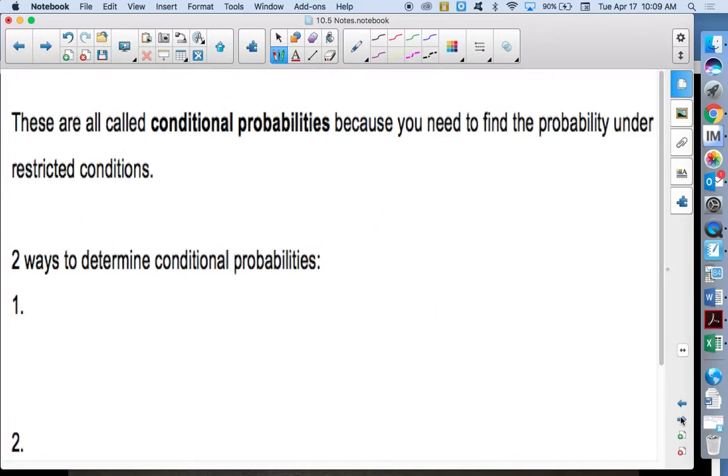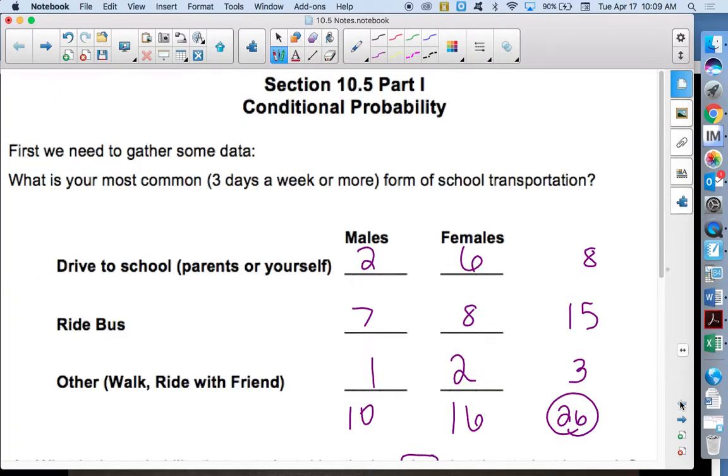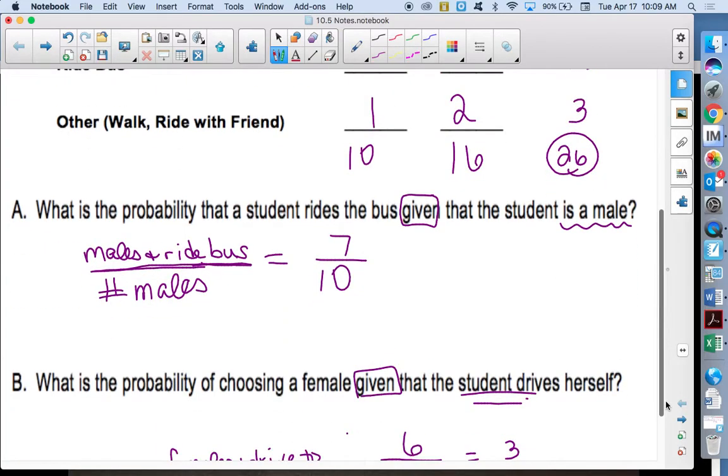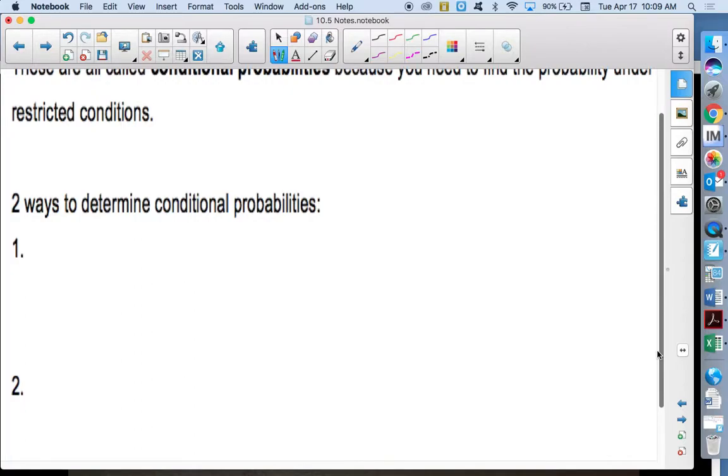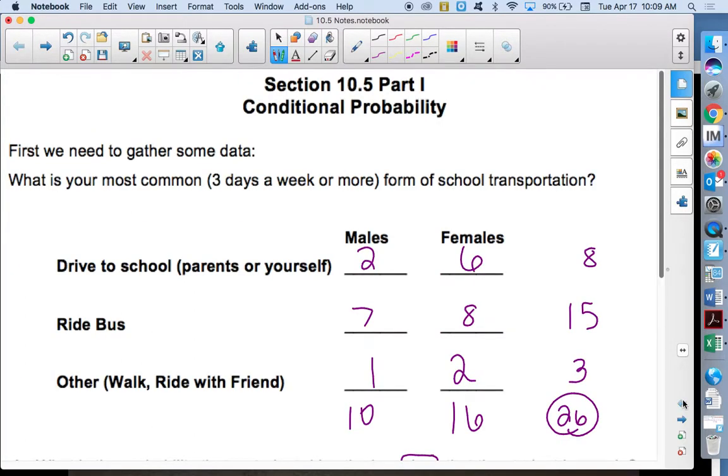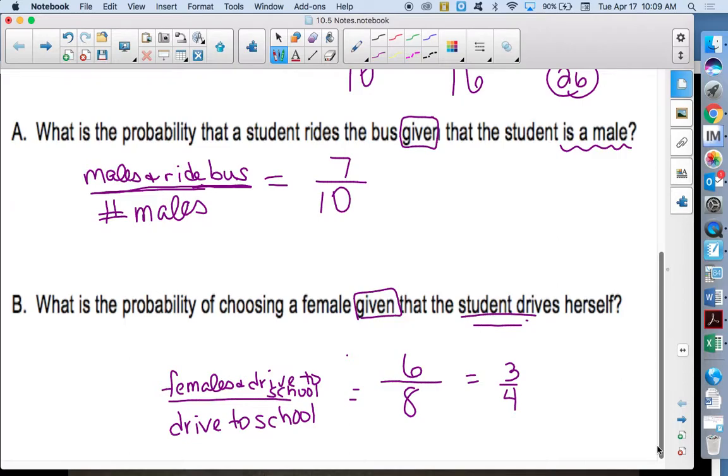So underneath it says these are called conditional probabilities because you need to find the probability under some type of restricted condition. And that restricted condition is after the word given. So it's giving us information that we're specifically looking at instead of looking at the classroom as a whole. There are 2 different ways that we can calculate conditional probability. We'll use the one today, which is exactly what I've tried to write in these little formulas above.